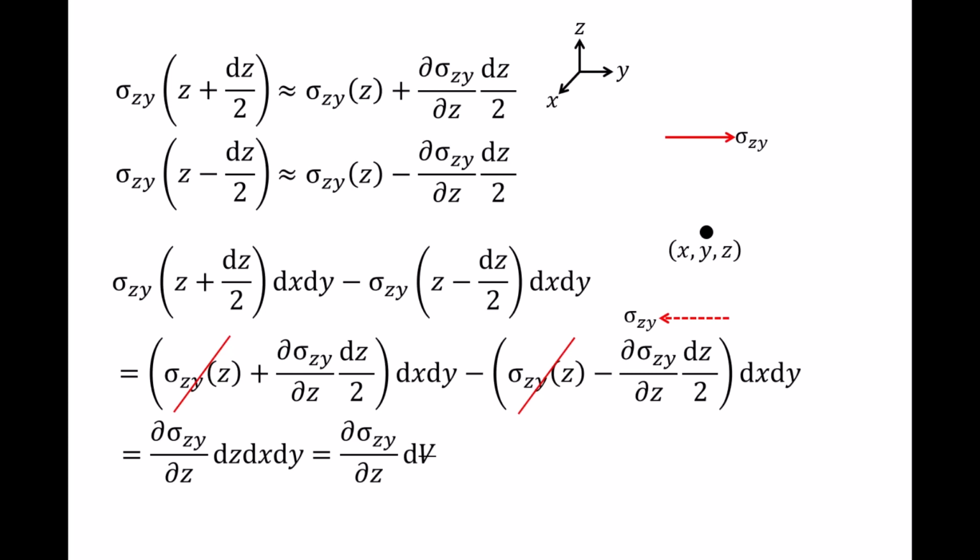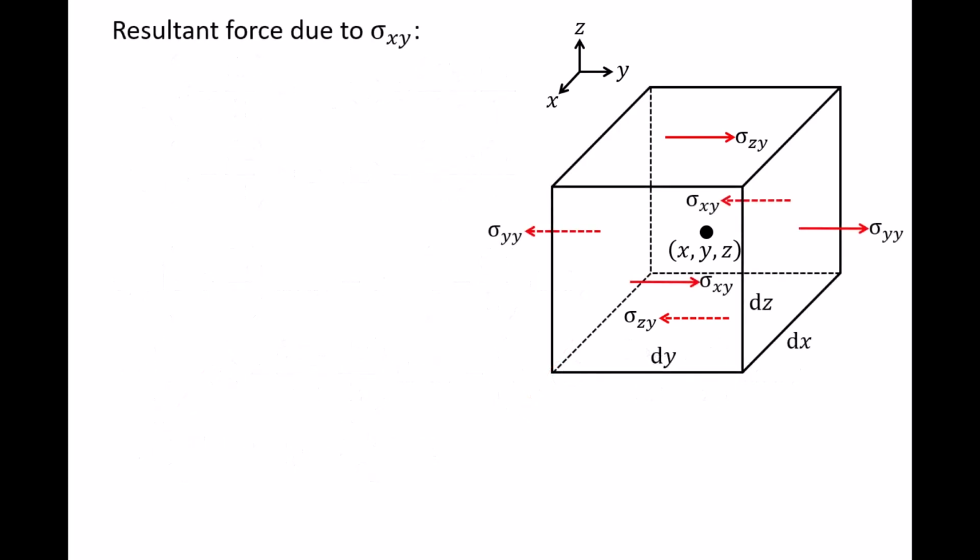So the resultant force due to the sigma zy stresses is partial sigma zy partial z times the volume. Finally, we determine the resultant force caused by the sigma xy stresses. Sigma xy acts at the front surface at a distance dx over 2 from the center of the control volume, and we will denote this as sigma xy at location x plus dx over 2. Sigma xy on the rear surface acts at a distance negative dx over 2 from the center of the control volume, and we will denote this as sigma xy at location x minus dx over 2.